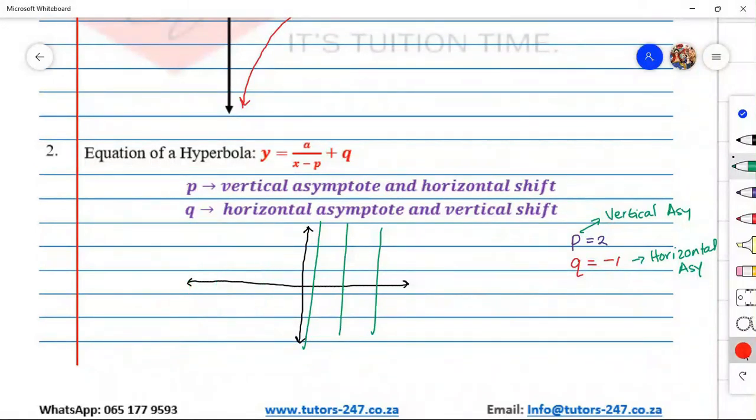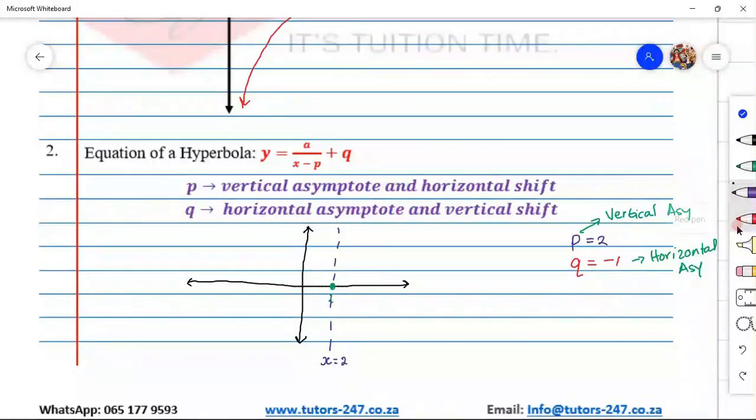Let's just erase this quickly. Our example was that p is equal to 2. So let's make this point here 2. If we want to draw our vertical asymptote, we would just have a vertical line that cuts x at 2. And to label this line, we can label it as x equals 2 because it cuts x.